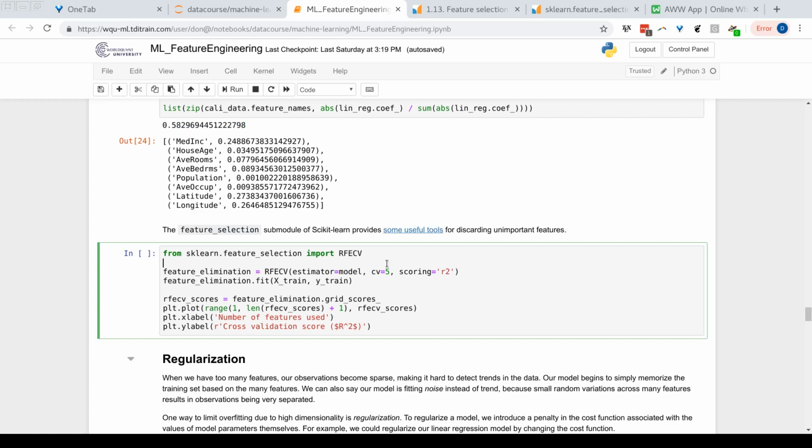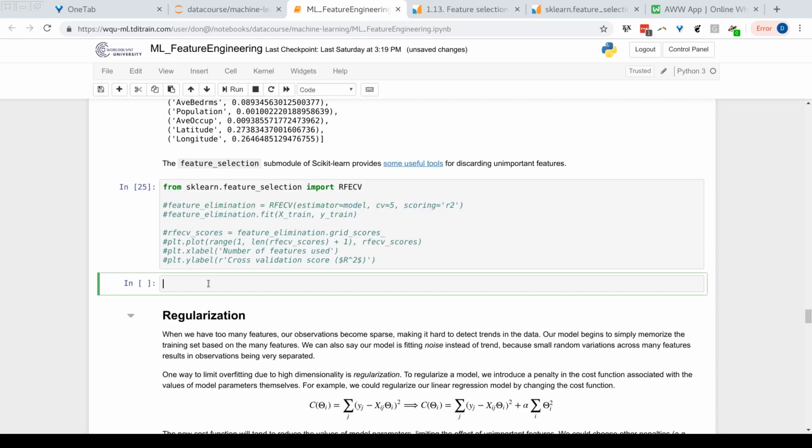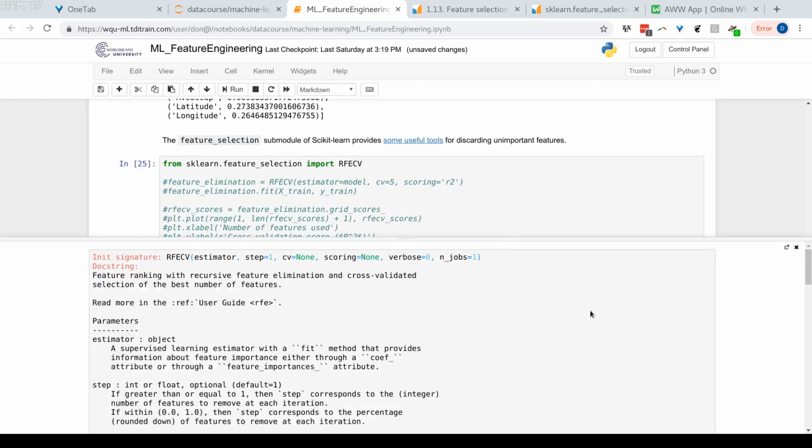All right, let's play around with this one called RFECV. And as I always stress, when we use a new transformer or a new estimator or a new model, let's go and look at the documentation to understand what's going on here. In this case, feature ranking with recursive feature elimination and cross-validation selected the best number of features. So that's a mouthful there.